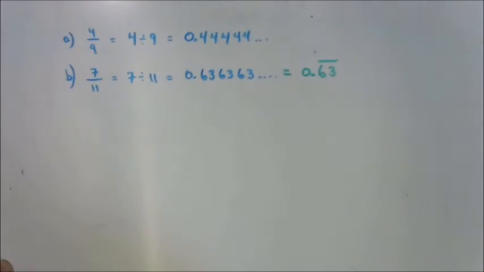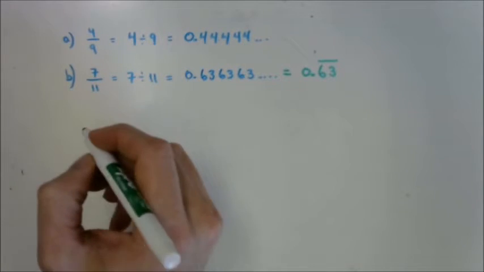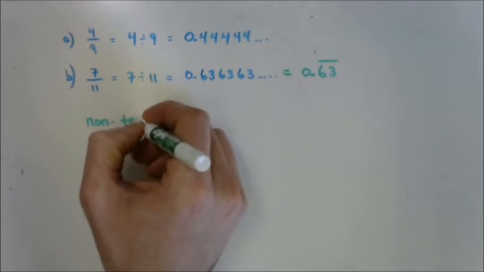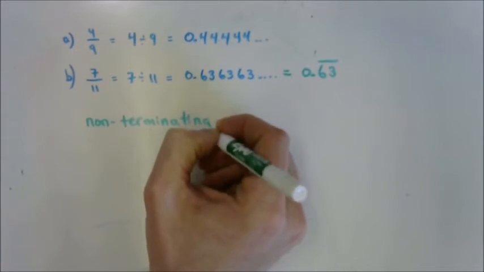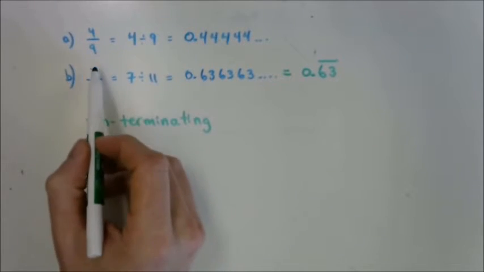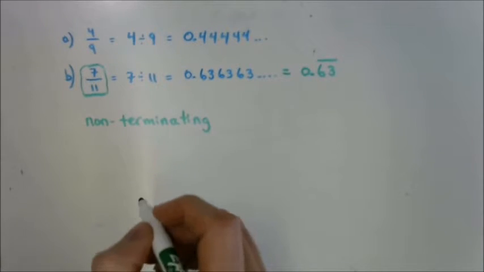Put a bar on top. That's called bar notation. We're going to write a little note about that later. It indicates that there is a repeating decimal. So these are called non-terminating decimals. They never, ever, ever end. Now don't be tricked, because they're still rational numbers. Right? And that's our next part.